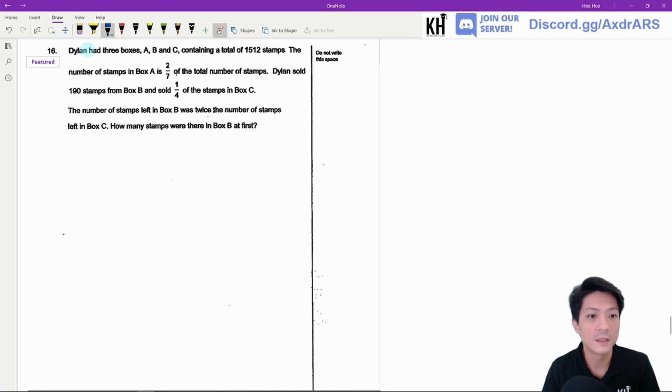Question 16. Dylan had 3 boxes A, B, and C containing a total of 1,512 stamps. The number of stamps in A is 2/5 of the total number of stamps. Dylan sold 190 stamps from box B and sold 1/4 of the stamps in box C. The number of stamps left in box B was twice the number of stamps left in box C. How many stamps were there in box B at first?